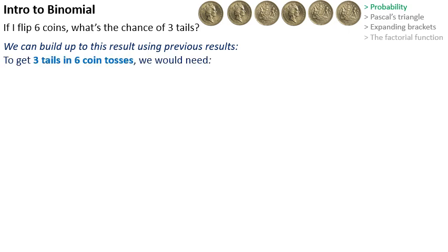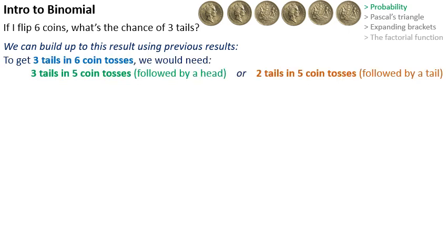If we want 3 tails in 6 coin tosses, we either need to have already got our 3 tails in the first 5 coin tosses, and then we have to finish with a head, or we need to have got 2 tails in the first 5 coin tosses, and then of course we finish with a tail. If we can work out the total number of ways those two things can happen, we can just add them together.